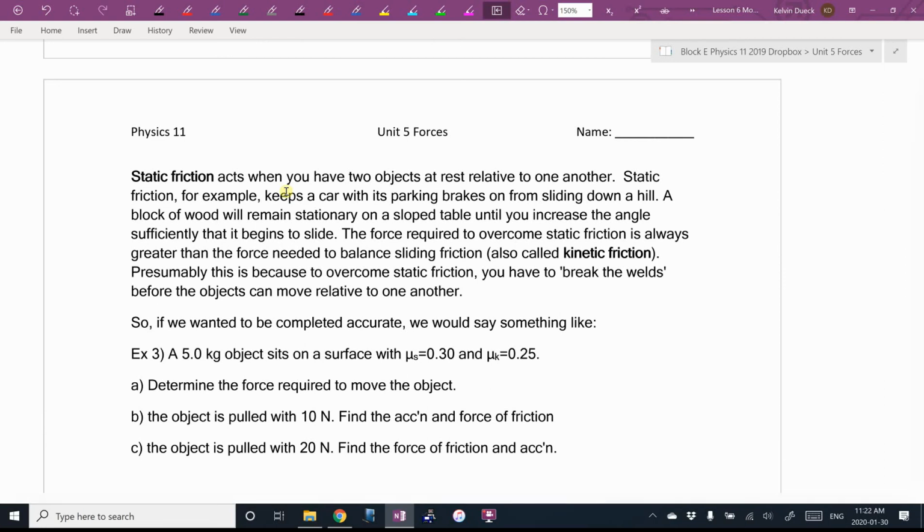In fact, a block of wood can remain stationary on a slope table. You can increase the incline, and the block will stay there for a while. If you go near vertical, the block's going to slide, but static friction is what's holding it in place. The force to overcome static friction is always greater, at least a little bit greater, than the force needed to overcome sliding friction. Now, sliding friction is also called kinetic friction.